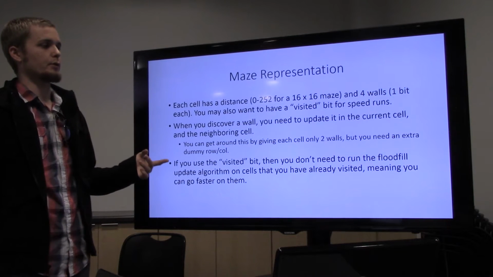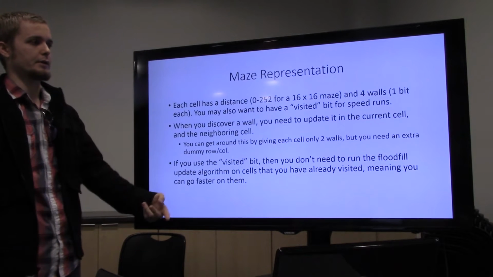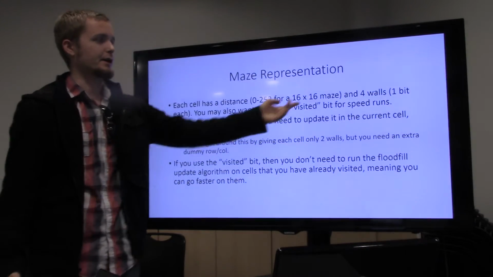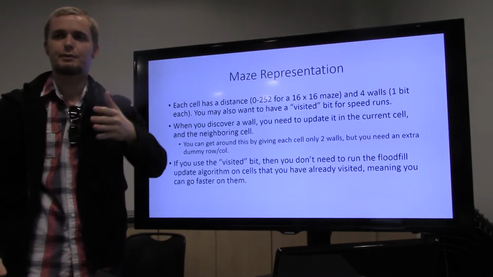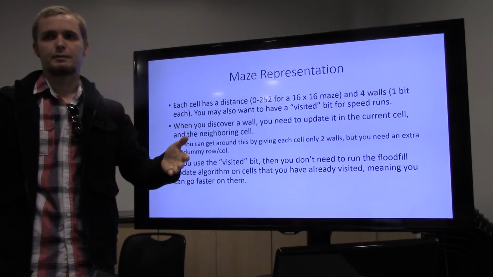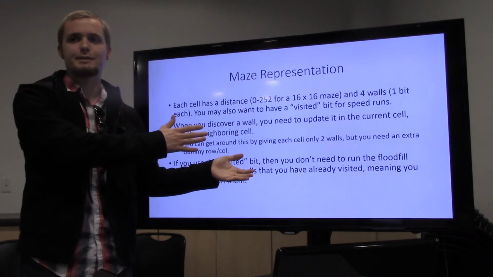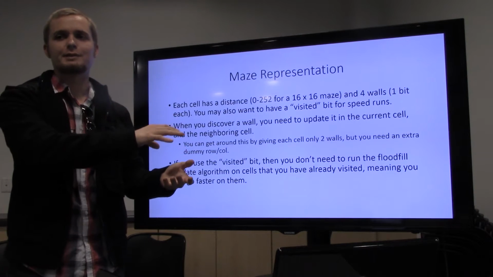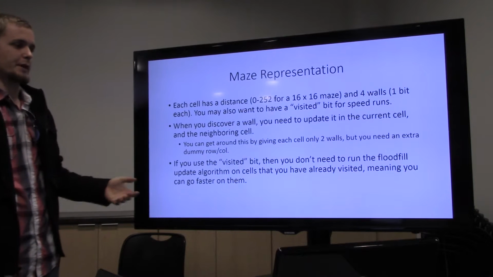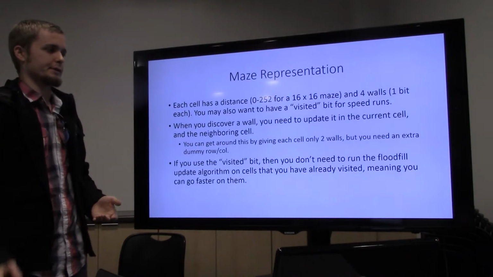So when you discover a new wall, you need to update it in 2 places: the current cell plus the adjacent cell. Because each cell has 4 walls, a north wall, south wall, west wall, east wall, and the west wall for your current cell is also the east wall of the adjacent cell. So every time you update the west wall, you've got to update the east wall of the adjacent cell also. So you have to make sure that you update it in 2 places, and you keep it always consistent.